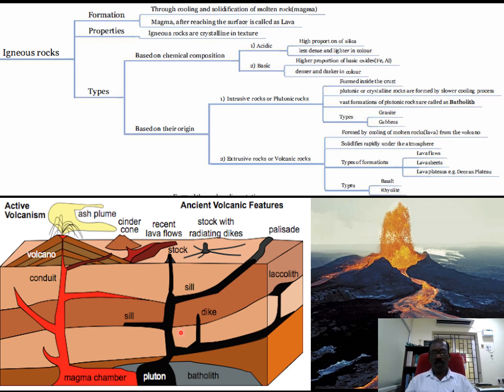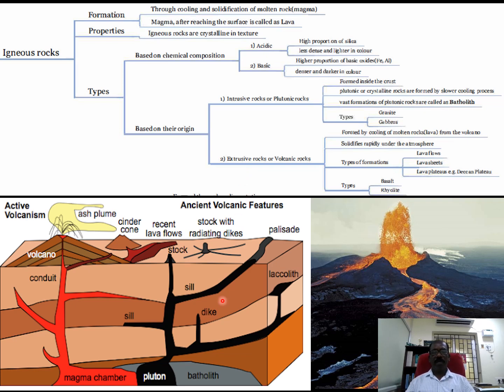So there are many terms we use while studying about volcanoes, which we can see at a later stage also. Now let us come back to igneous rocks. There are two types based on origin: intrusive rocks or plutonic rocks, for example granite, and gabbro is another example. Then extrusive rocks are volcanic rocks.